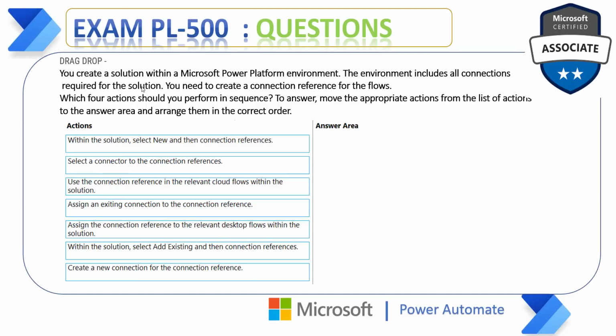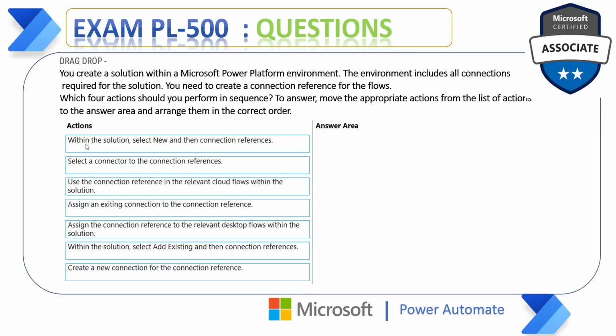There you can see you create a solution with a Microsoft Power Platform environment. The environment includes all connections required for the solution. And you need to create a connection reference for the flows. We have created a connection reference inside our solution. Now there are 7 actions that have been given. Let me go through these actions one by one in detail.